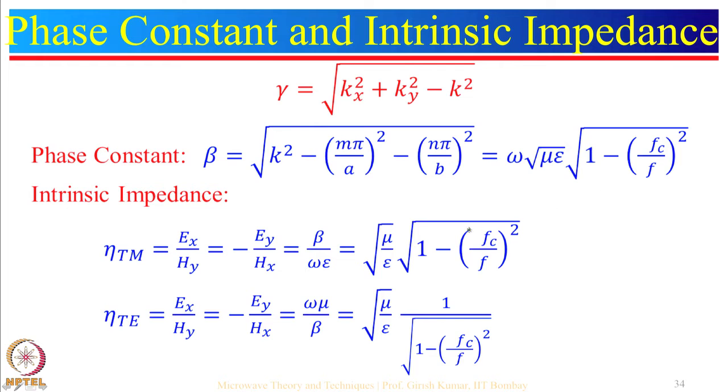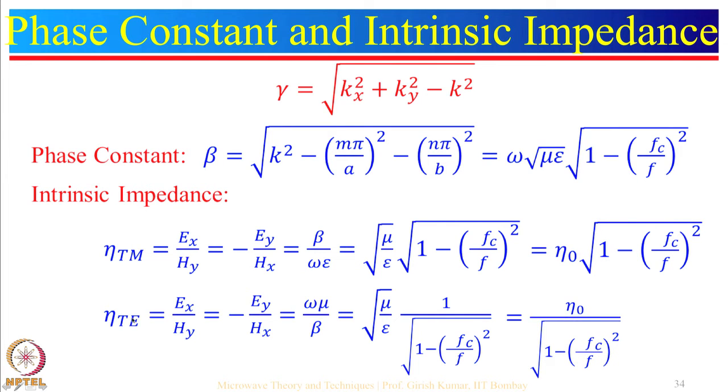Now as we have discussed earlier in a parallel plane waveguide, the intrinsic impedance for TM mode is given by under root mu by epsilon into under root 1 minus (fc by f) whole square, and the intrinsic impedance for TE mode is given by under root mu by epsilon into 1 upon under root 1 minus (fc by f) whole square. For an air filled waveguide, the TM mode intrinsic impedance is given by this, and for TE mode it is given by this.